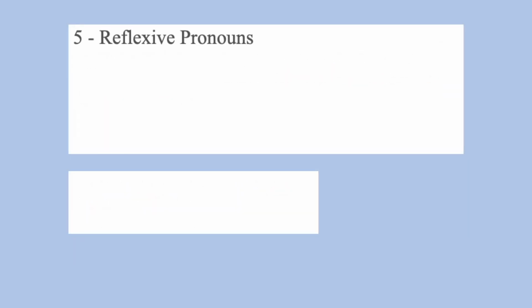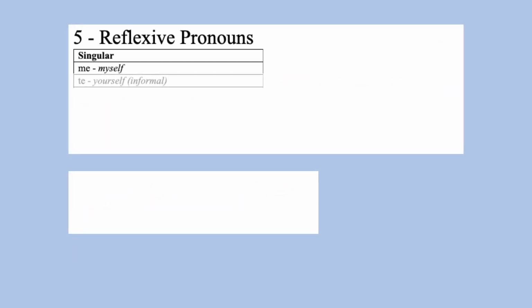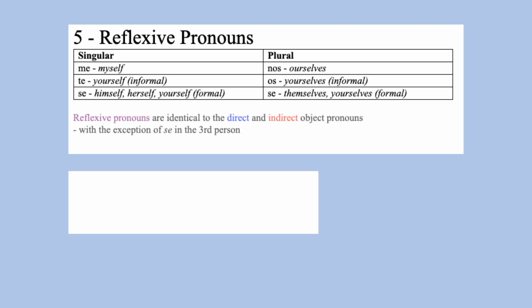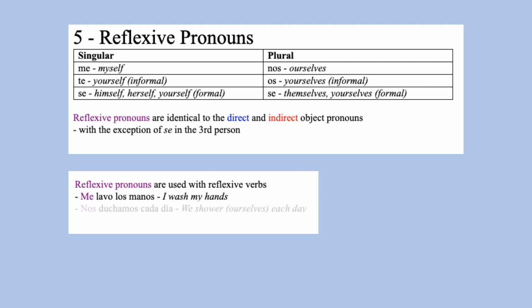The reflexive pronouns are me, te, se, nos, os, se. Reflexive pronouns are identical to direct and indirect object pronouns, with the exception of se in the third person. And reflexive pronouns are used with reflexive verbs. Me lavo las manos. Nos duchamos cada día. La madera se ha quemado.